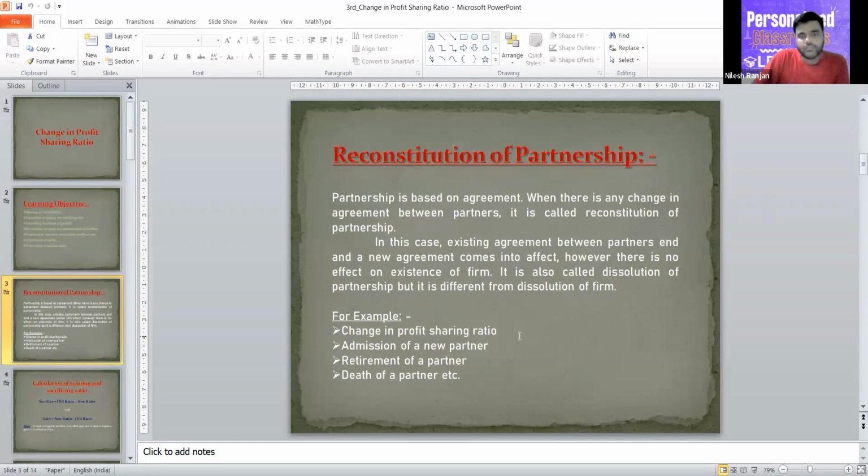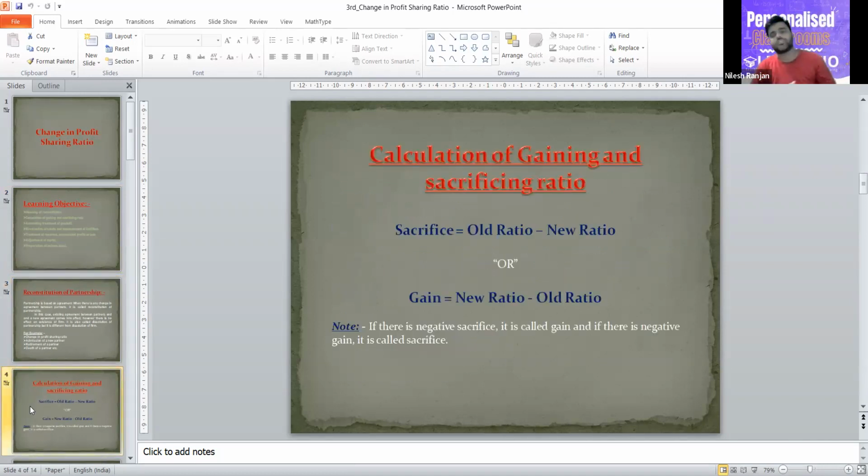Discuss this, the situation where reconstitution is required and what is the meaning of reconstitution. And after that, the next topic is calculation of gaining and sacrificing ratio. You can see the formula written here. You can see the screen that I'm sharing.